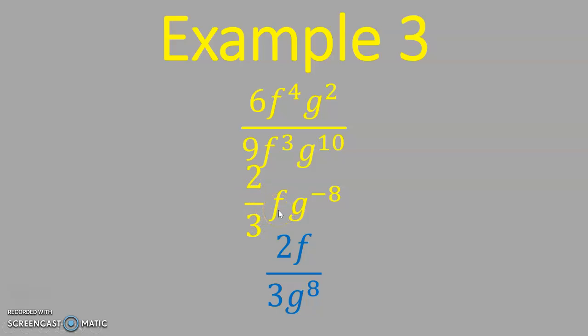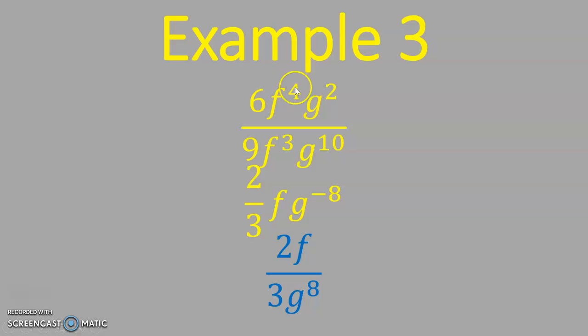To be written on the side of a fraction is equivalent to be written on top of the fraction. So that f, since it has a positive 1, goes up top. That g, however, because it's negative, it goes to the bottom. Now, a lot of people will bypass this middle step. They'll think like this. They'll just say, well, 6/9 is 2/3. And wherever the exponent is larger, that's where it's going to end up.